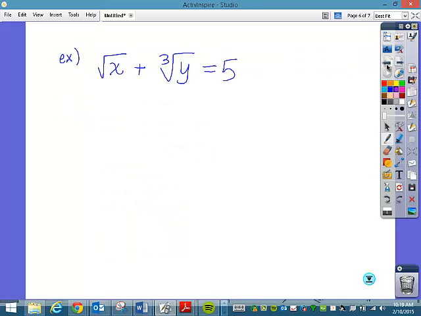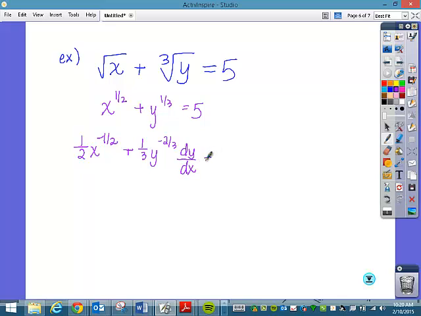Next one, the square root of x plus the cube root of y equals 5. Well, the first thing we want to do is rewrite this. So you get x to the 1/2 plus y to the 1/3 equals 5. So now we take the derivative, pull my exponent out front, subtract 1 from your exponent to get negative 1/2. The derivative of y to the 1/3 is 1/3 y, and then subtract 1 to get negative 2/3. So remember, I just took the derivative of something involving a y, so I'm going to stick a dy dx on there. And then the derivative of 5 is just 0.